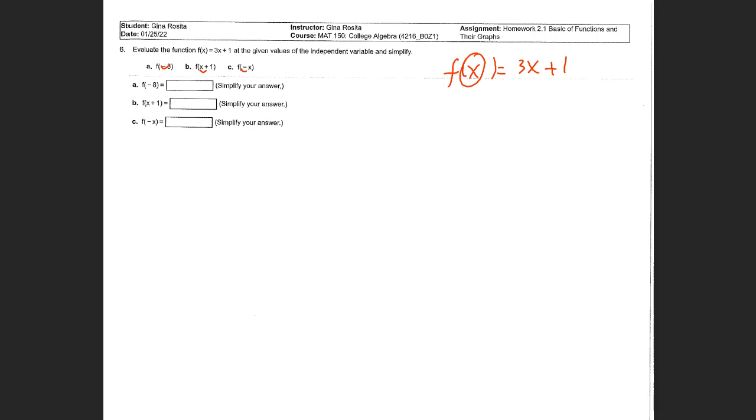Okay, now for a first. F of x equal 3x plus 1. Ask about f of negative 8. Replace x with negative 8. So 3 times negative 8 plus 1. So the answer is negative 24 plus 1. So the answer is negative 23.